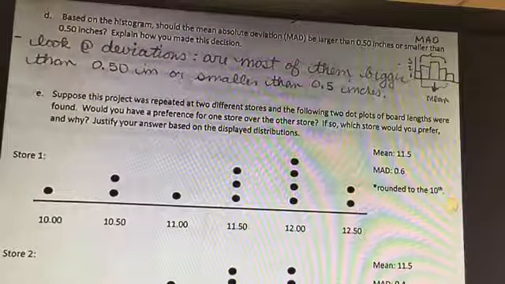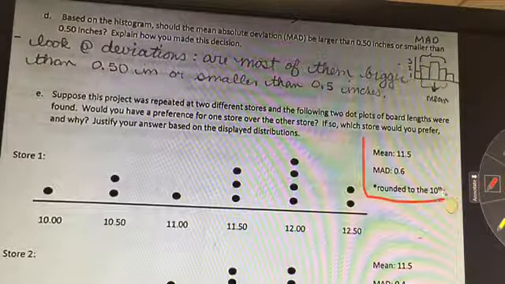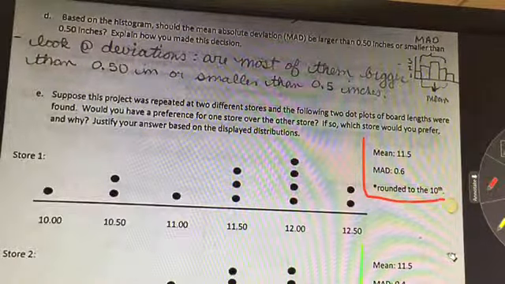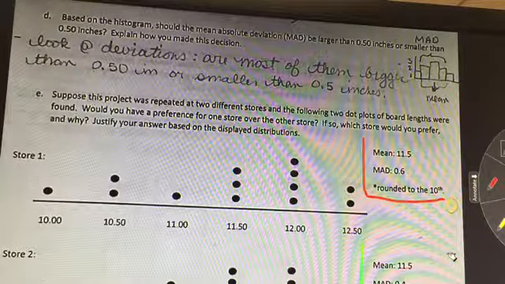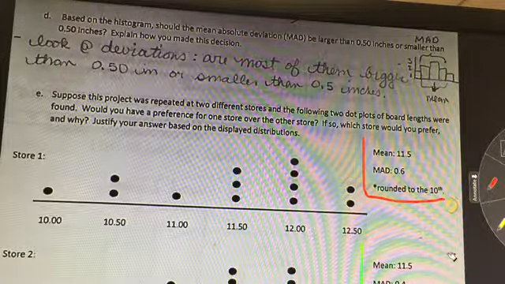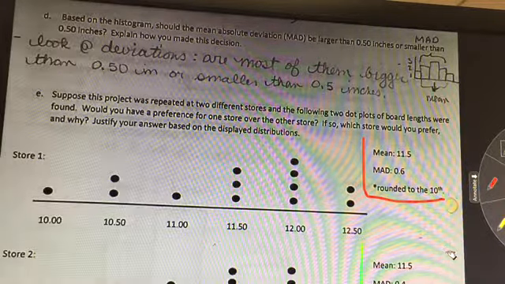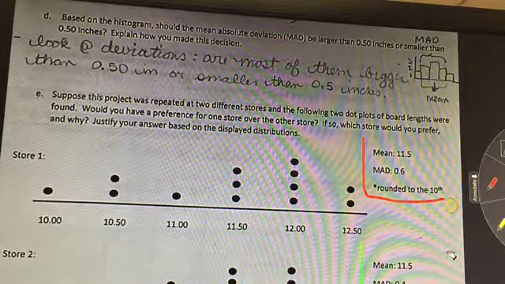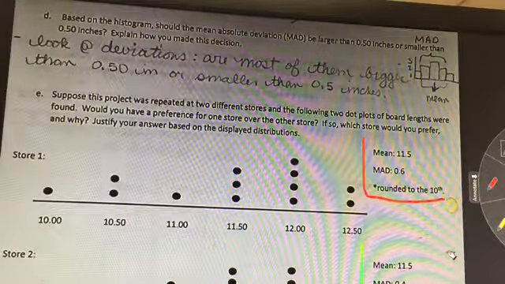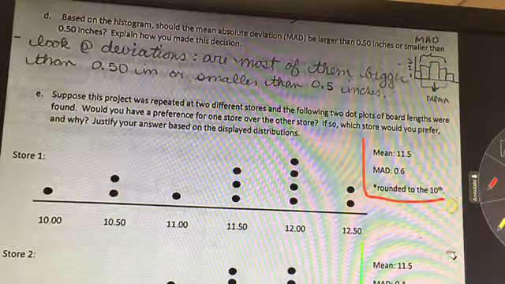They already calculated for you for store 1 the mean and the MAD, and they rounded it to the nearest 10th. Then for store 2, the mean is 11 4/10 and the MAD is 4/10, again rounded to the 10th. So the means are almost the same, correct? This was yesterday's lesson. Which store would you prefer to go to if you need 12-inch boards?